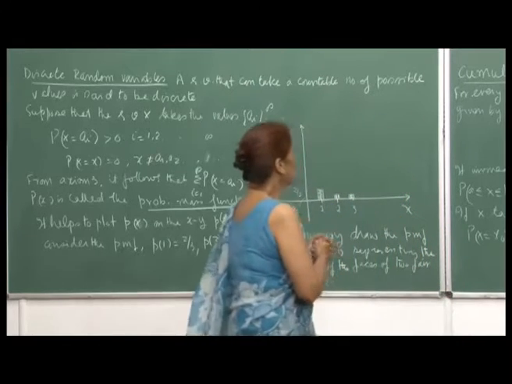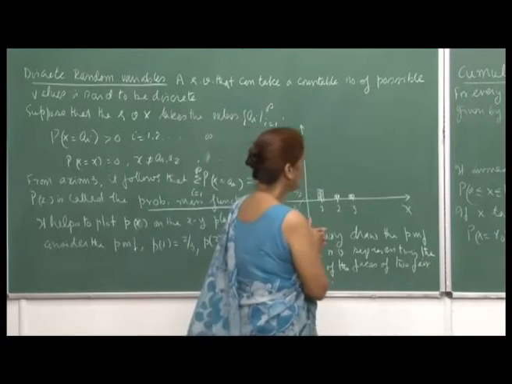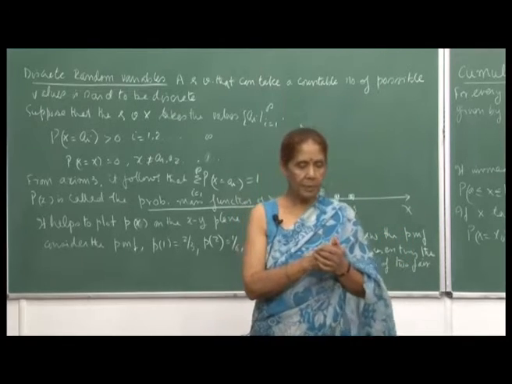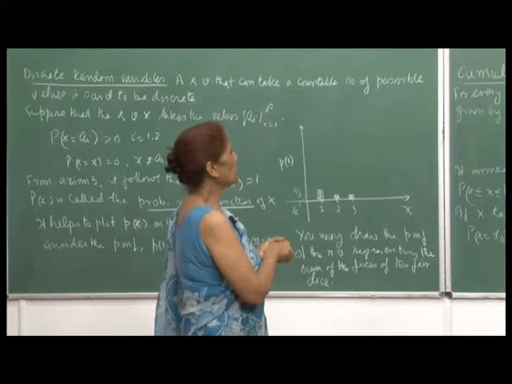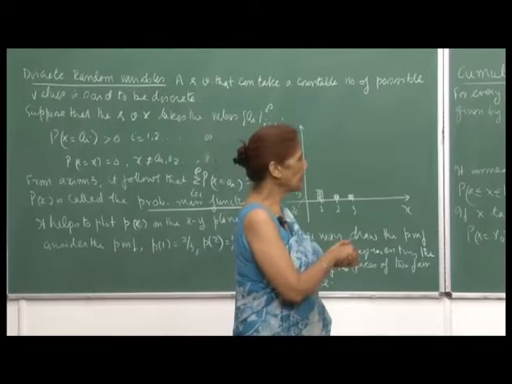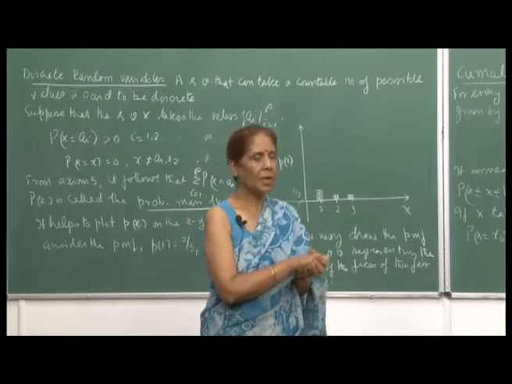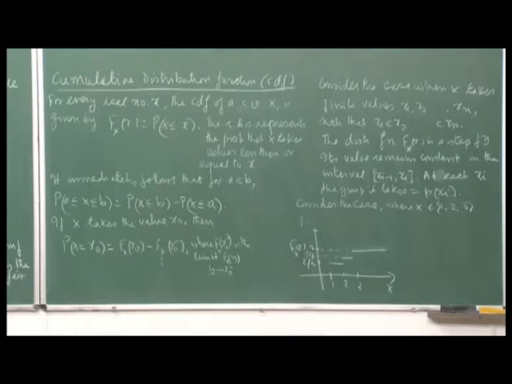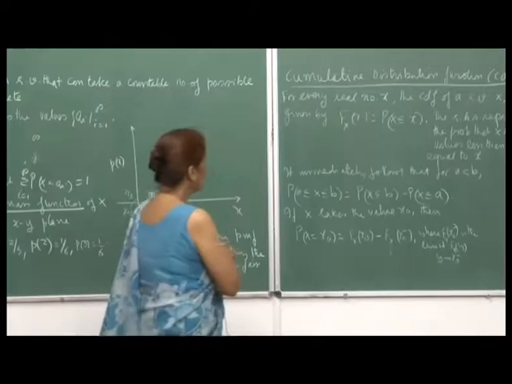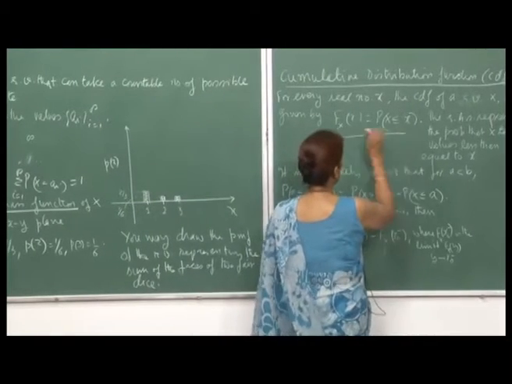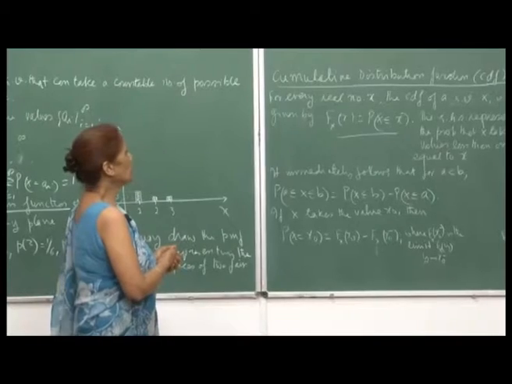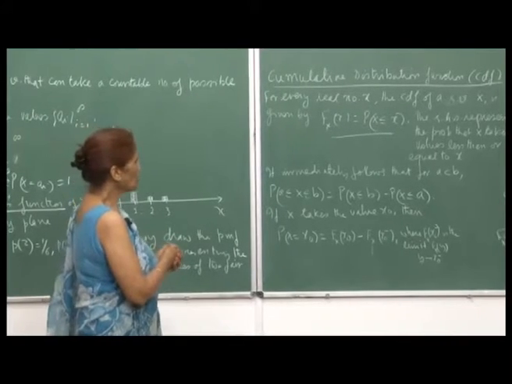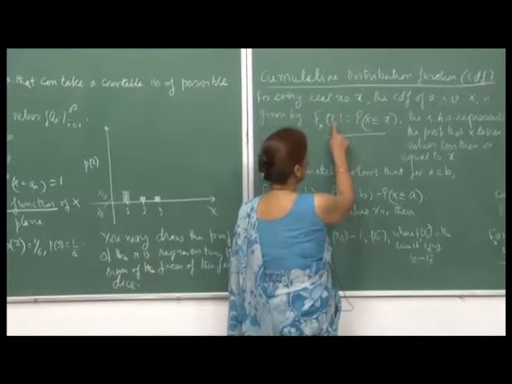Having defined a random variable for the discrete case, let me now associate some other functions with it. The probability mass function we have already defined. Now this is the cumulative distribution function, which I will refer to as CDF in short form. For every real number x, the CDF of a random variable X is given by this equation. Capital F_X(x) is the notation for the cumulative distribution function, and this is the probability of X less than or equal to the real number x.